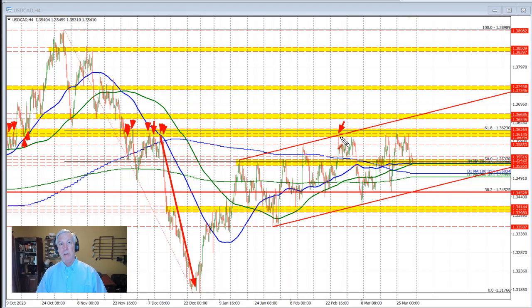Returned to it here, found sellers. Returned to it here, found sellers. Returned to it here last week and found sellers as well. And so this area between the 1.36049 and 1.36269 is the swing area that, if the buyers are going to take control, they need to get above those levels.